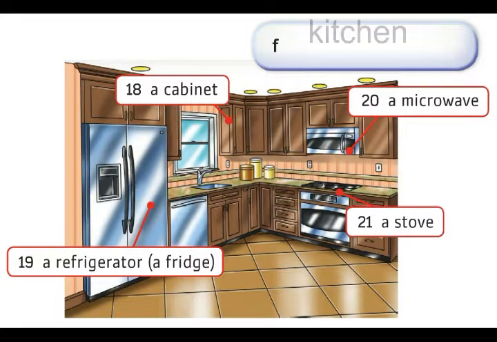And the last one is the kitchen, where we usually cook. We have there number 18, a cabinet, where we usually store some utensils for cooking. We have number 19, a refrigerator or a fridge, where we put all the food, for refrigeration. Number 20, a microwave in which we can cook or heat the food. And 21, a stove, that is an appliance that we usually use to cook the food.